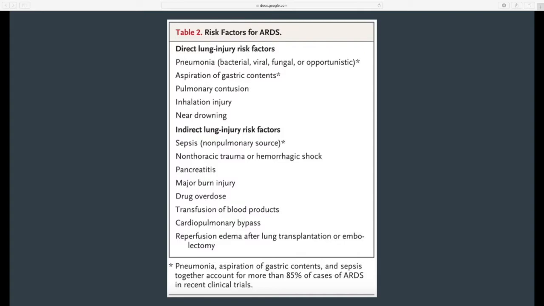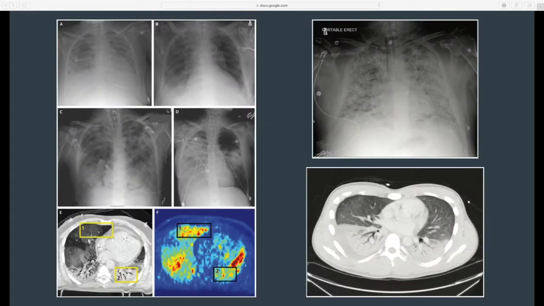Just some of the risk factors for ARDS. Pneumonia accounts for 35 to 50%. Non-pulmonary sepsis is about 30%, and aspiration and trauma are 10% each. Just some of the chest x-rays with the bilateral opacities. The CT scans show that the infiltrates are predominantly in the dependent regions.